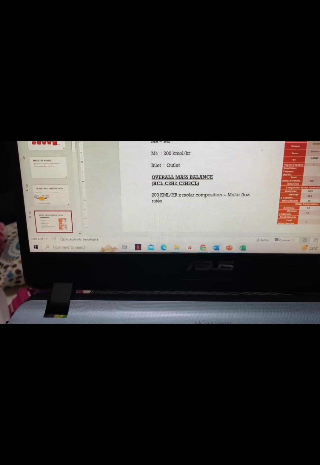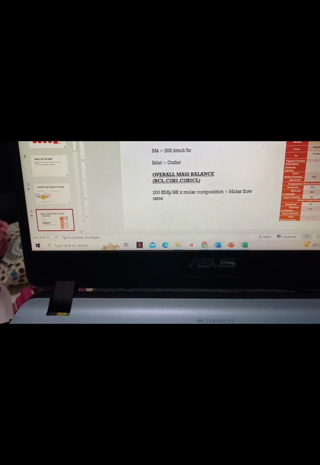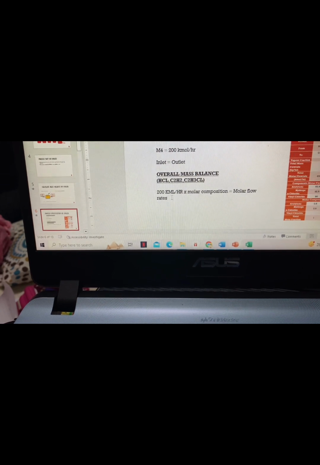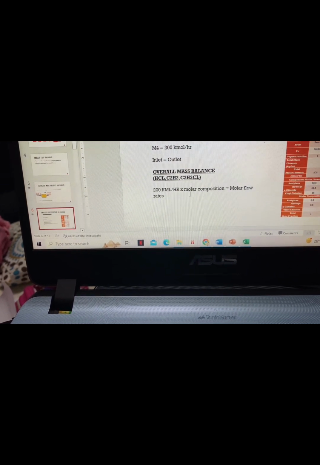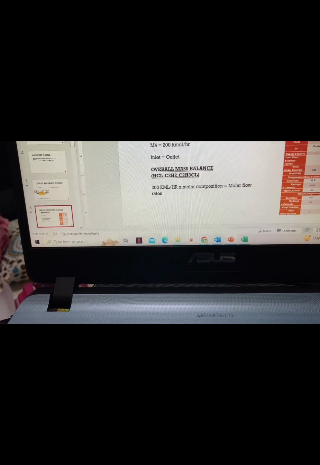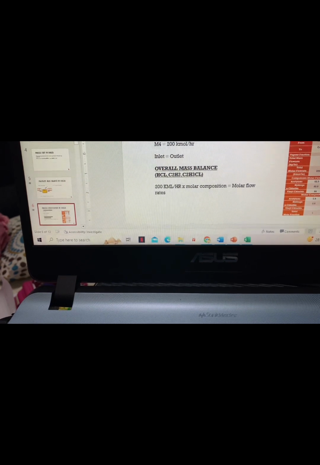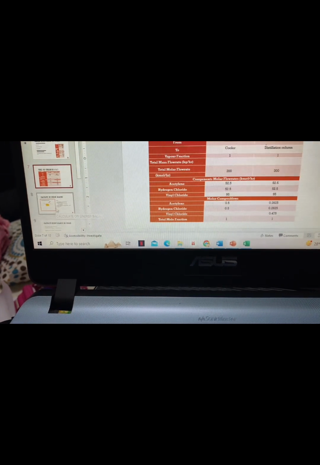Since the cooler receives 200 kilomole per hour from the reactor, to get the molar flow rates, we need to multiply by the molar composition. So for acetylene we get 0.2625, hydrogen chloride 0.2625, and vinyl chloride is 0.75. This is the table for stream number 4 and 5.